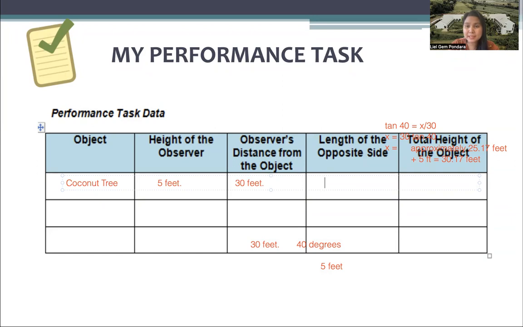Length of the opposite side, 25.17 feet. Total height of the object, you add your height, that's 30.17 feet. There. You do the same for objects 2 and 3. And be sure to show your procedure on how you computed for the length of the opposite side. Any questions?